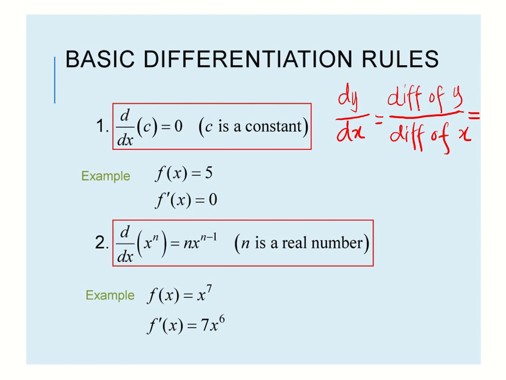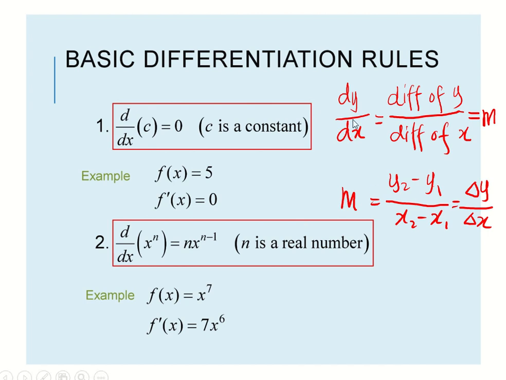When we learned this definition, it was under the slope. For the slope, we take y2 minus y1 over x2 minus x1, and this is the difference of y, and this is the difference of x. So when we take the difference of y divided by the difference of x, this is the slope. The dy dx has the same meaning. It's actually the slope.